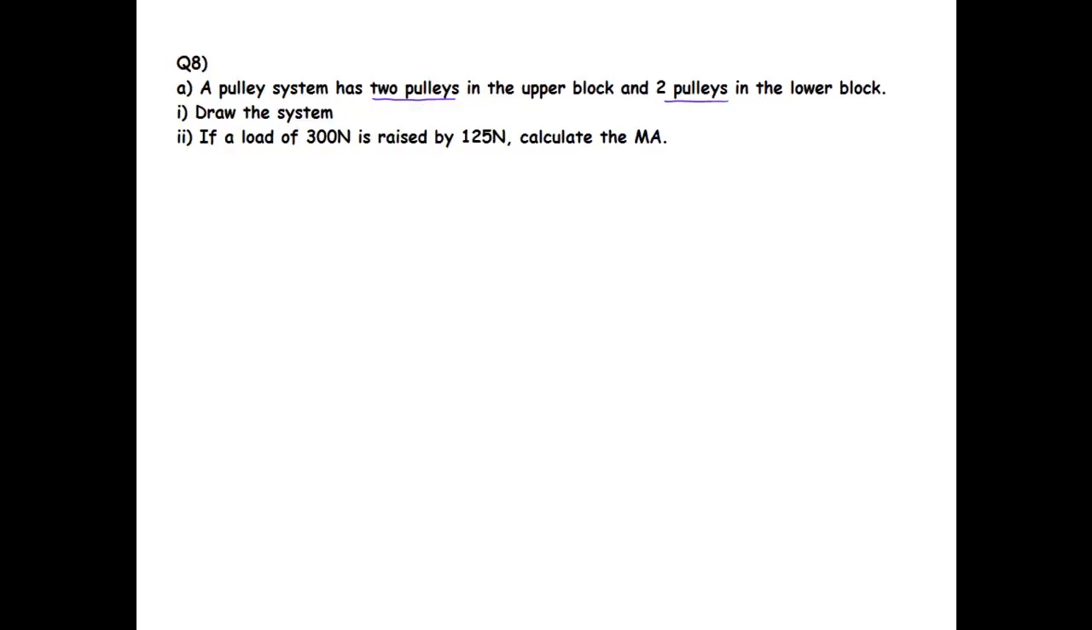Now I'll draw the pulley system with two pulleys in the lower block and two pulleys in the upper block. So totally there are 4 pulleys, and such a block and tackle pulley system will have ideal mechanical advantage equal to 4 because there are 4 pulleys or 4 string parts balancing the load. The topmost pulley and the bottommost pulley are obviously the biggest.